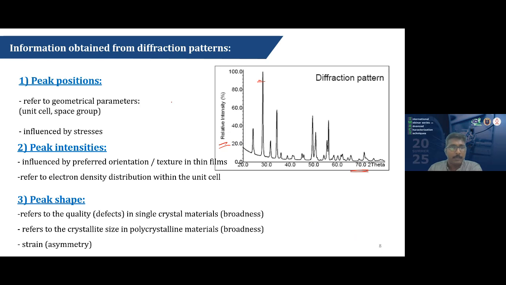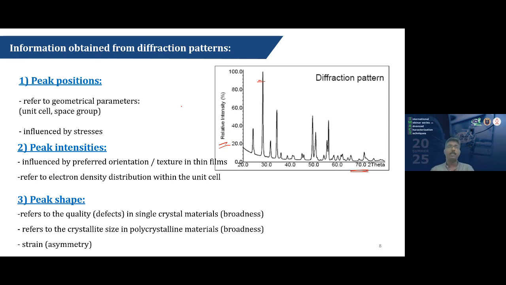Another thing we should note is the peak shape. The peak shape refers to the quality of a single crystalline thin film. That means it will give a measure of defects or stress in the thin film. Also, we can calculate the crystallite size from the peak shape, from the full width at half maximum of the peak, using the Scherrer formula. Peak shape also determines the symmetry of the peaks, and also determines strain within the thin films. We can quantify the strain from the symmetry of the full width at half maximum of the peaks.